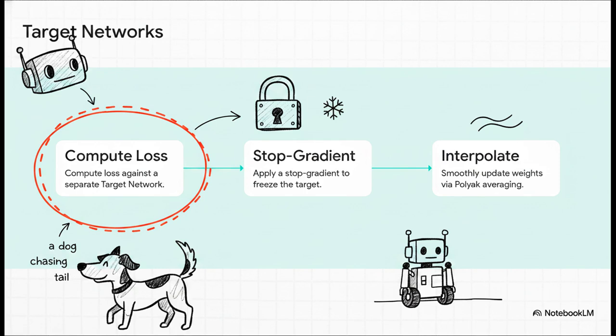Then we have target networks. When an AI learns, trying to update the Q network using that exact same Q network to guess the future, well, it's like a dog chasing its own tail. To fix this, we implement a separate target network. We use a stop gradient to give the neural net a stable, frozen goal to regress toward, and we slowly update that target over time using something called Polyak averaging.